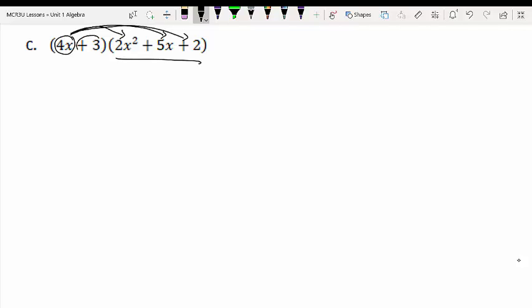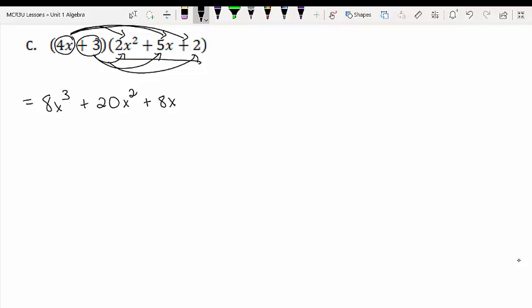Then you're going to take your second term and multiply it by each of the 3 terms in the second set of brackets. Okay, so let's go ahead and do that. So 4x times 2x squared, multiply the 4 and the 2 first, you get 8. And then the x times the x squared is x cubed. Now let's do 4x times 5x, so multiply the numerical parts first. 4 times 5 is 20. X times x is x squared. And finally 4x times 2 is 8x.